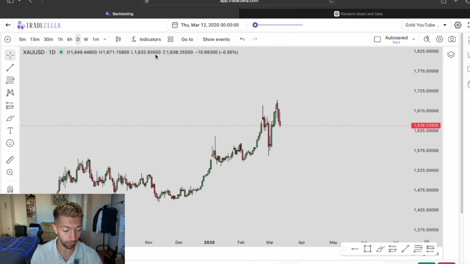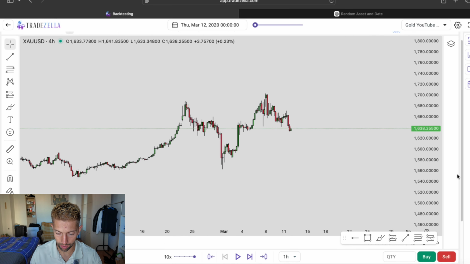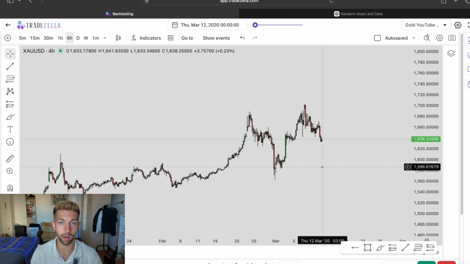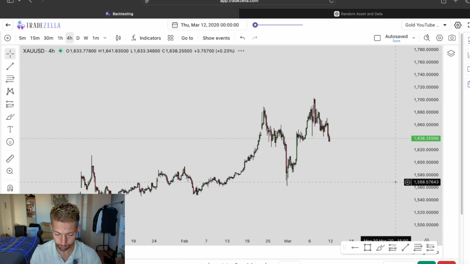So how do I identify my direction? Daily, H4 time frame. If you look at the H4, if you look at the daily, price is creating a series of higher highs and higher lows, which means we are in a bullish market. So I want to look for buys, right?